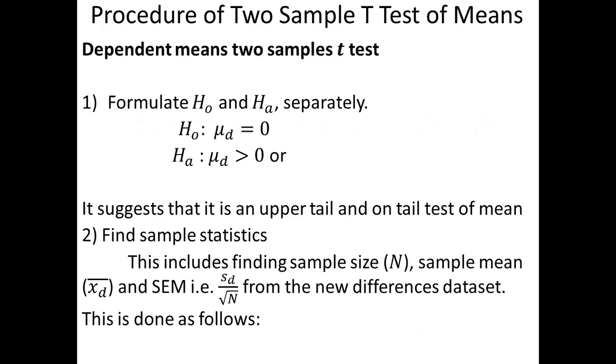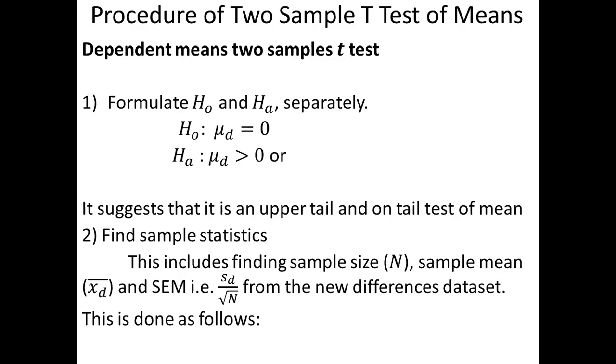So first, we should realize it is the case of dependent means, or a two sample t-test. It's the case of dependent means two sample t-test. Step number 1 is formulating the null and the alternate hypothesis statements. The null hypothesis is a standard, and this states that mu d is equal to 0.